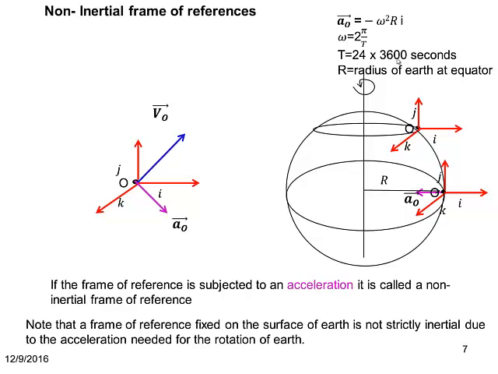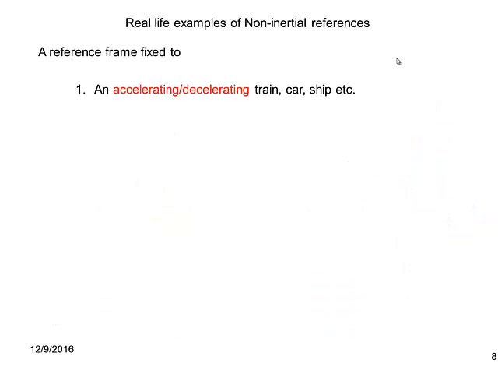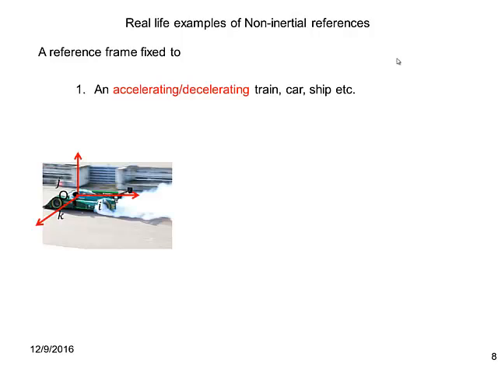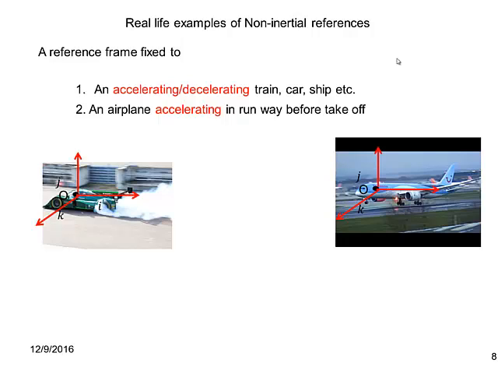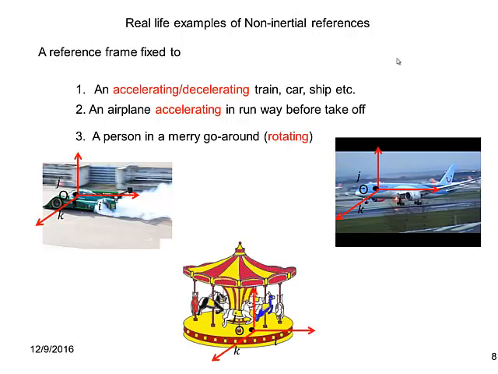Real-life examples of non-inertial frames of reference are a frame of reference fixed to an accelerating or decelerating train, car or ship, etc. A frame of reference fixed to an airplane accelerating on the runway before takeoff, or a frame of reference fixed to a rotating merry-go-round are examples of non-inertial frames.